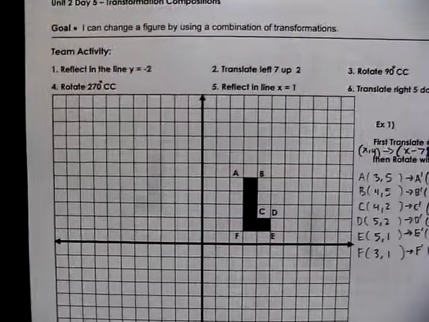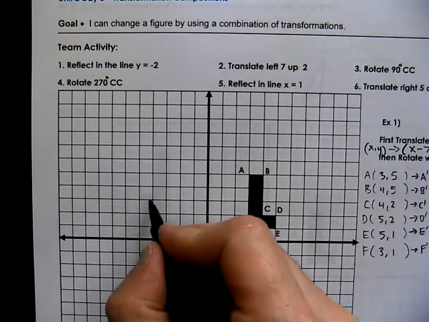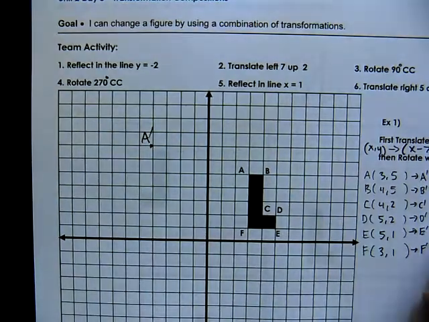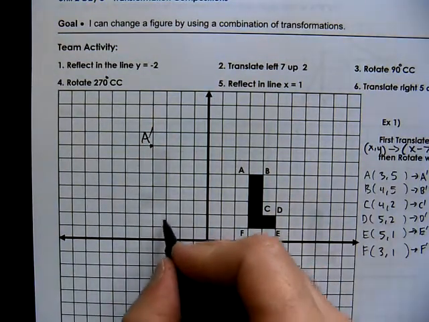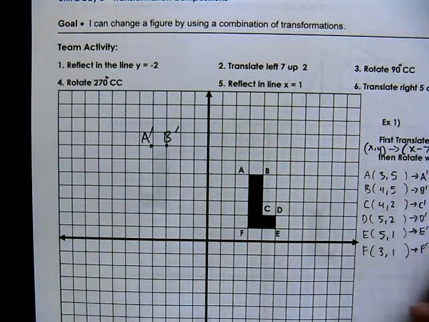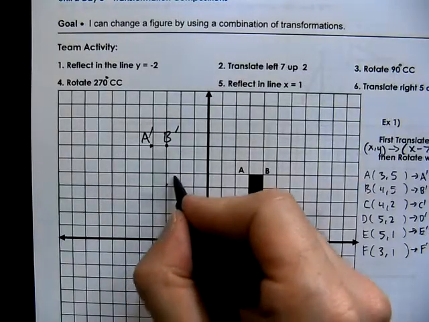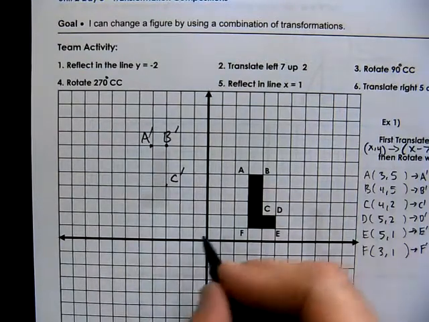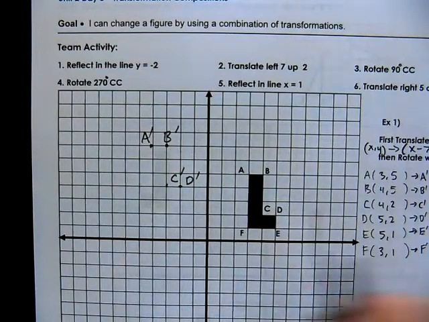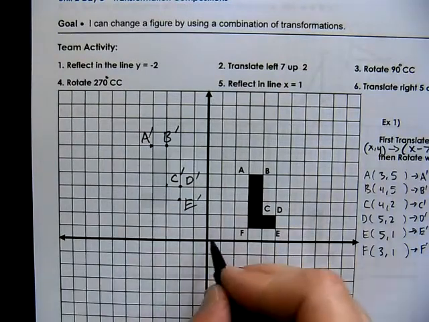So let's plot those points. A prime is at negative 4, 7. There's A prime. B prime is at negative 3, 7. C prime is at negative 3, 4. D prime is at negative 2, 4. E prime is at negative 2, 3. And F prime is at negative 4, 3.